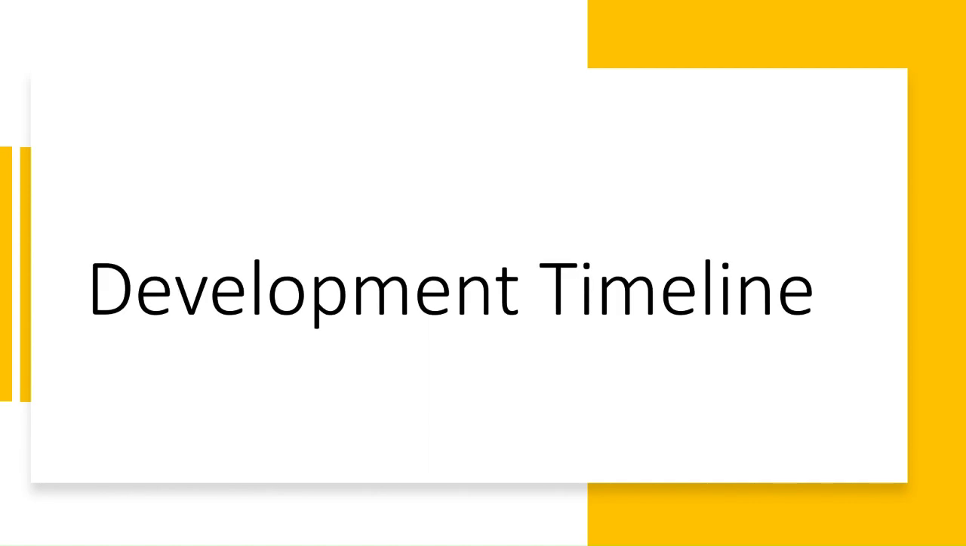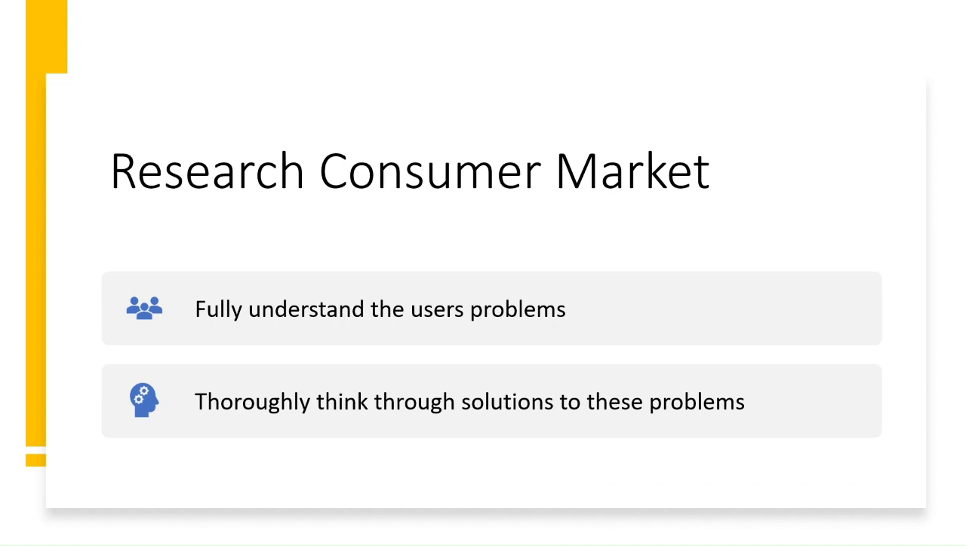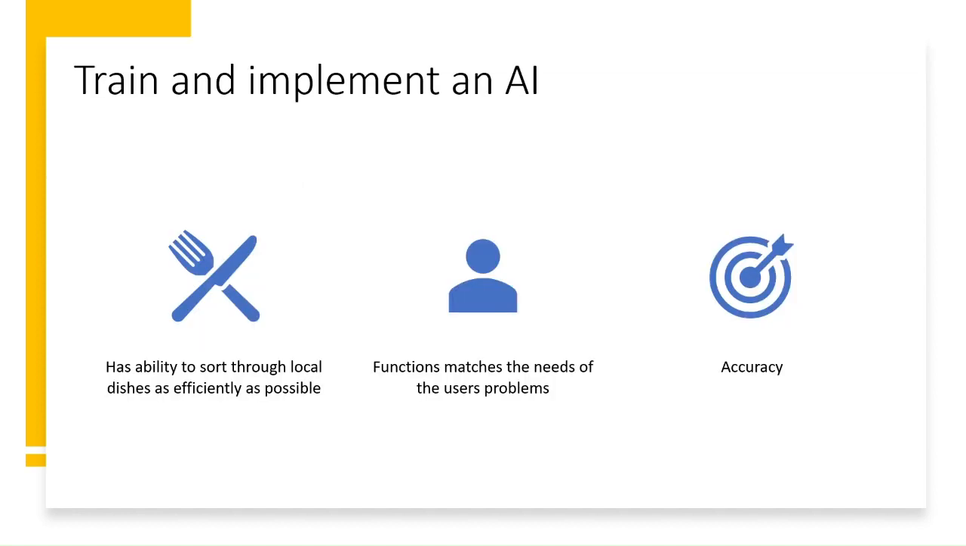But let's move on to our development timeline. We first need to start by researching our consumer market. Fully understanding what the user's problems are is key to making the solutions that actually work for this product. And next, we have to train and implement an AI. And this AI is going to be very important for how our app actually works.